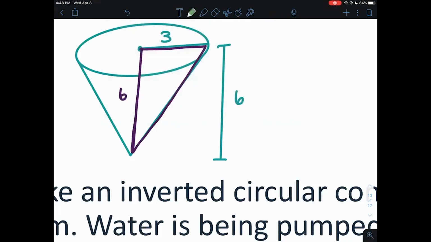When the cylinder is not completely full, I can still use triangles to model what my water looks like. And every single one of these triangles that I am drawing is a right triangle. And every single one of these triangles has the exact same angle values. All of these triangles that I just drew are similar to each other. And we know that similar triangles are proportional to each other.